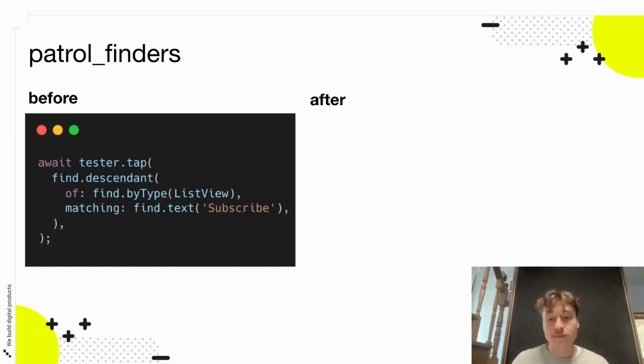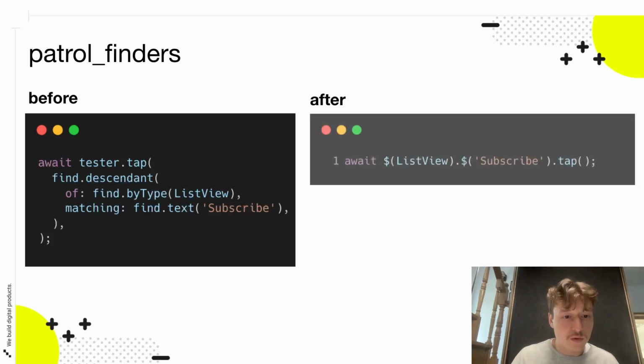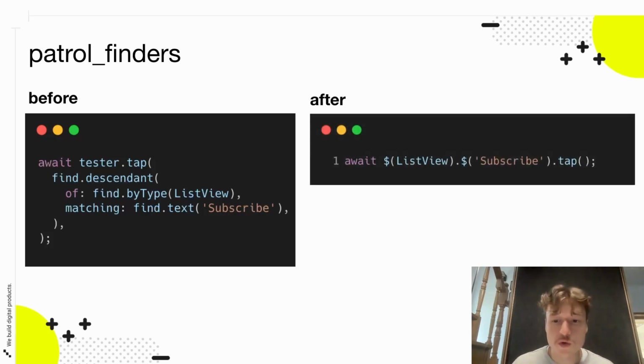Okay, so what about those complex finders like descendant or ancestor? Okay, we also have methods for that. So to find subscribe text inside the list view, you can use $. So if you use $, it is the same as a descendant. So here you find a list view and a subscribe inside it, and you tap on this subscribe text. And it's not only the simple translation, because we also do a lot of stuff that you don't want to do, such as waiting for the list view to be visible, waiting for the subscribe to be visible, and stuff like that.